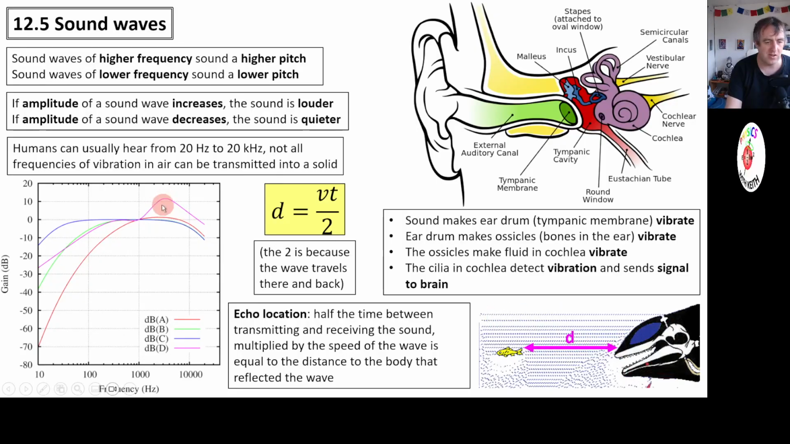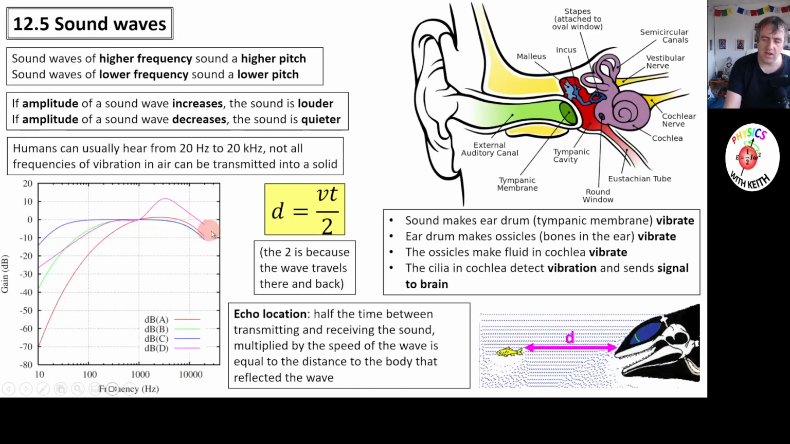1,000, 2,000, 3,000 Hertz. These different curves on this graph, you don't need to memorize this, are just different mathematical ways of trying to model the human hearing response, where the higher up it is on the y-axis, the louder it sounds to us. And there's a really interesting scale on the x-axis. It's a logarithmic scale. So 10 to the power of 1, 10 to the power of 2, 10 to the power of 3, 10 to the power of 4. It goes up like that.